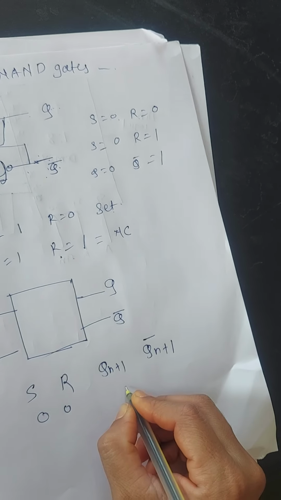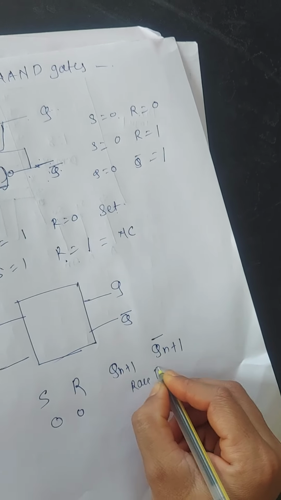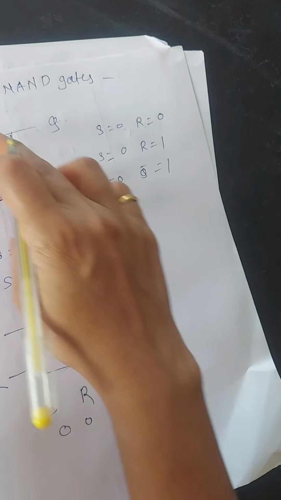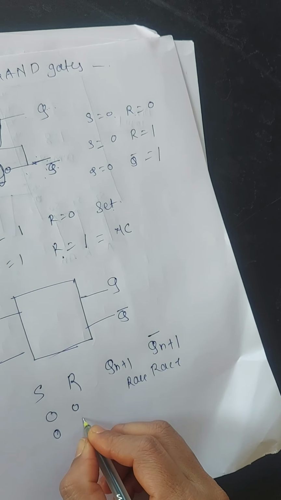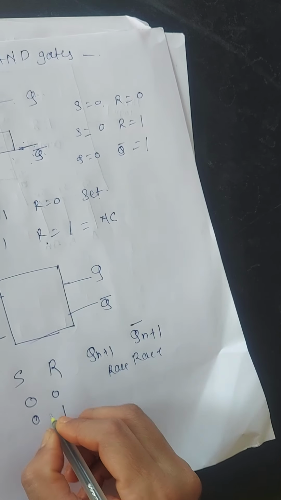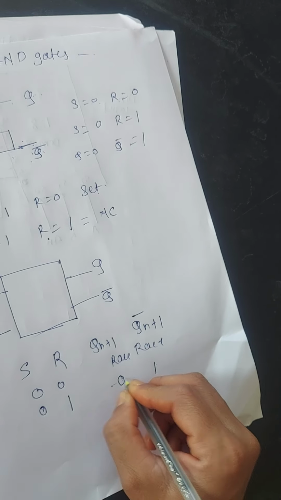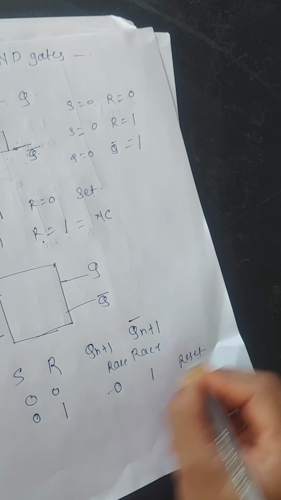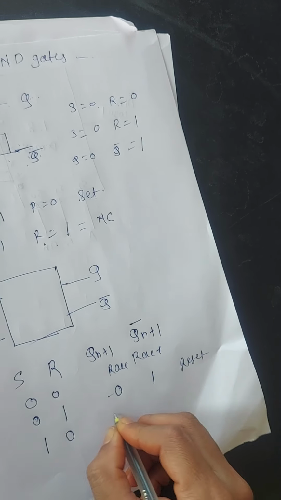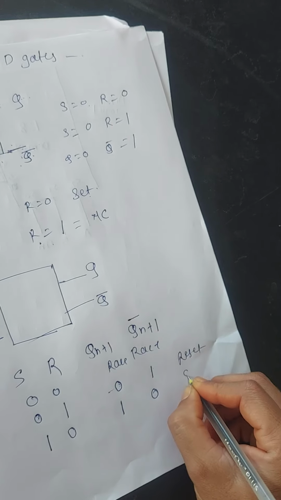When S is equal to 0, R is equal to 0, that condition is a rest condition, that is a no change condition. When S is equal to 0, R is equal to 1, that is Q is equal to 0, that condition is a reset state. When S is equal to 1, R is equal to 0, output is 1 and 0, that condition is a set.